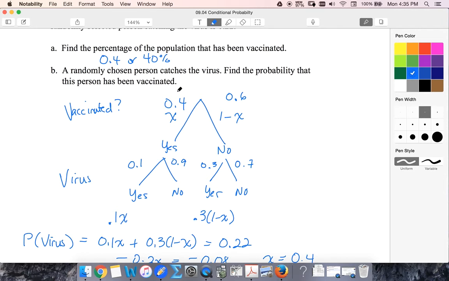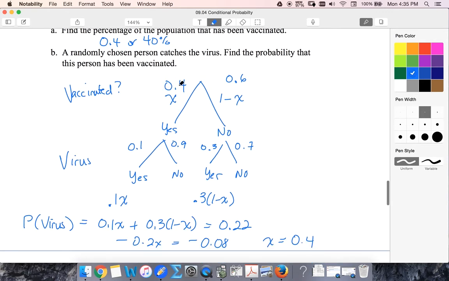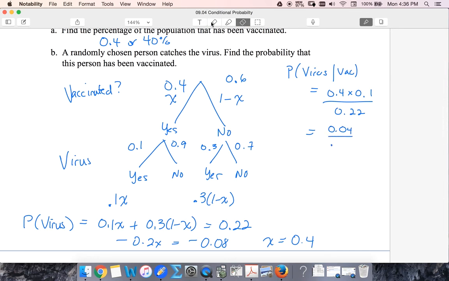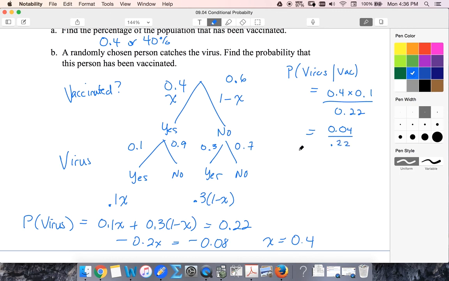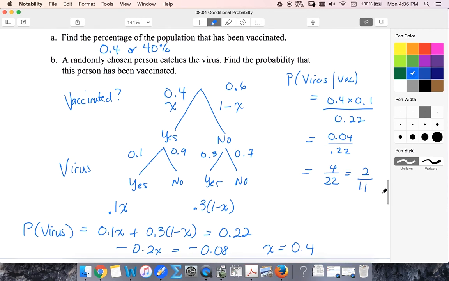A randomly chosen person catches the virus, so that's our 0.22. Find the probability they have been vaccinated. That's going to be this. So the probability that they were vaccinated given they have the virus. That's going to be 0.4 times 0.1 divided by 0.22. So 0.04 over 0.22. And again, don't leave decimals inside of fractions. So 4 out of 22 or 2/11ths.